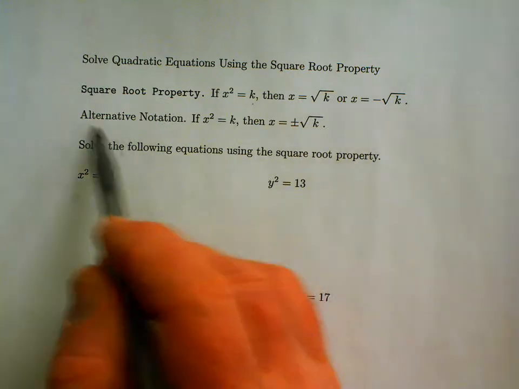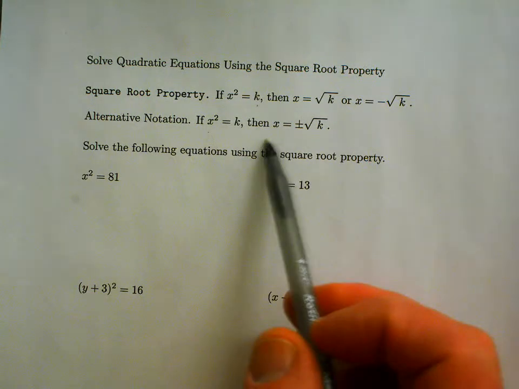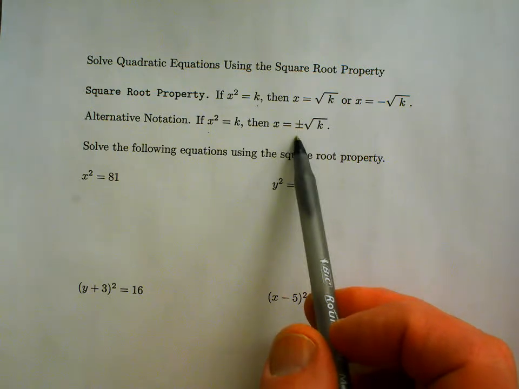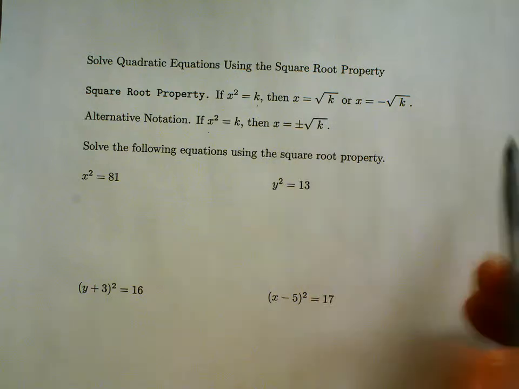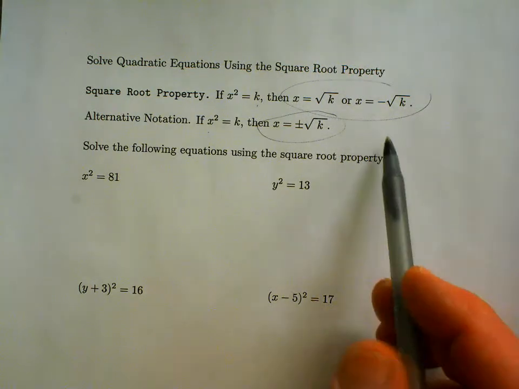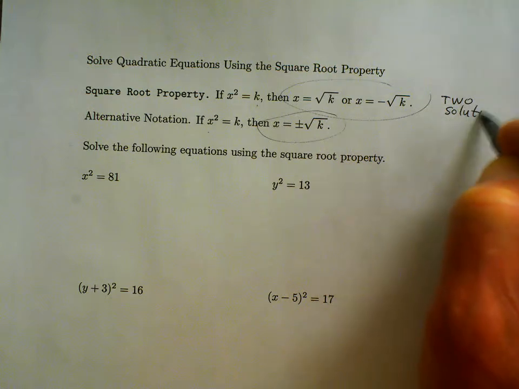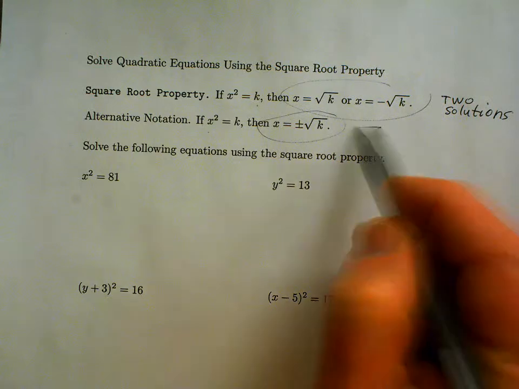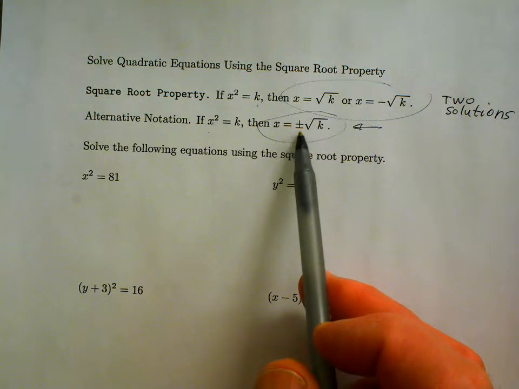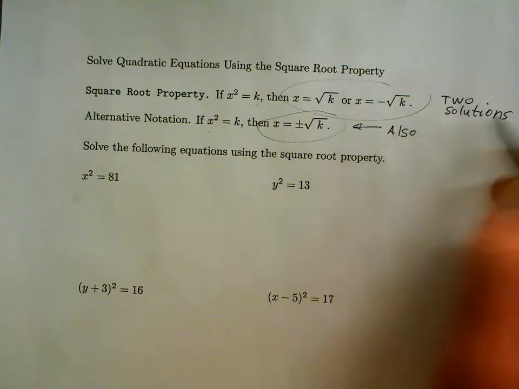An alternative notation for the same thing, if x squared equals k, then we can say that x is equal to positive or negative square root of k. So there are two solutions. You could list the two solutions separately, or you could list the two solutions at the same time by using positive and negative. So that also represents two solutions.